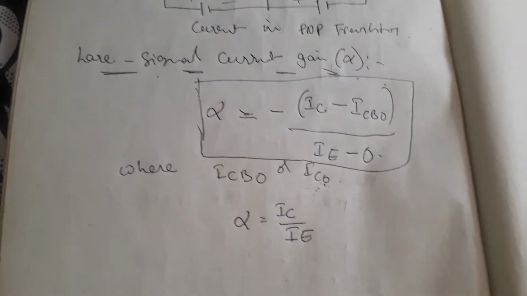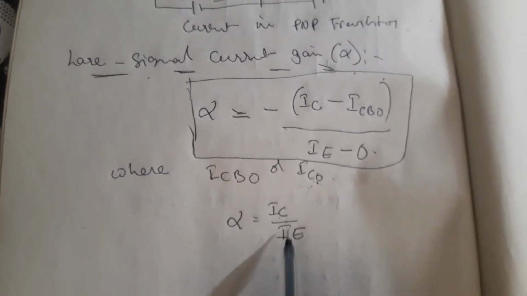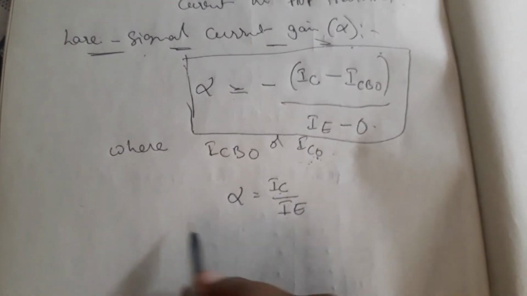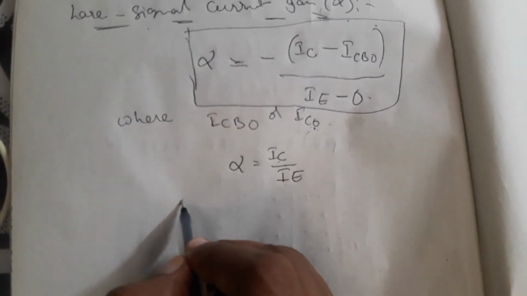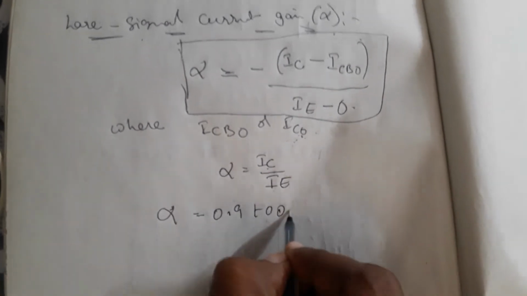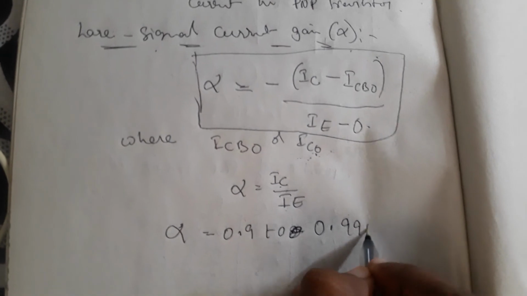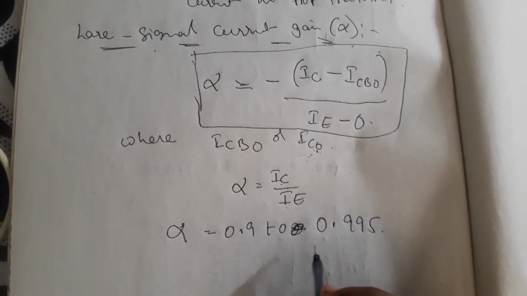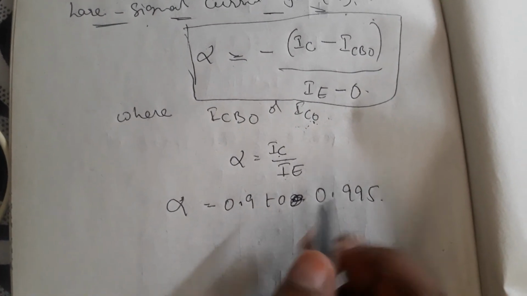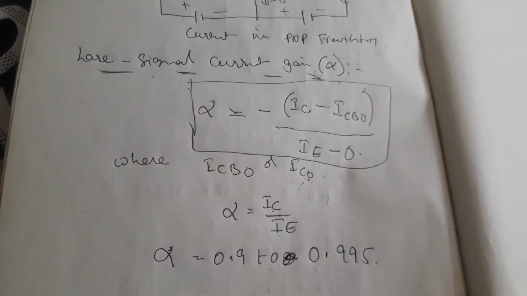Since IC and IE are flowing in opposite directions, alpha is always positive. The typical value of alpha ranges from 0.9 to 0.995. Also, alpha is not a constant but varies with emitter current IE, collector voltage VCB and temperature. This is the large signal current gain alpha. Thank you.